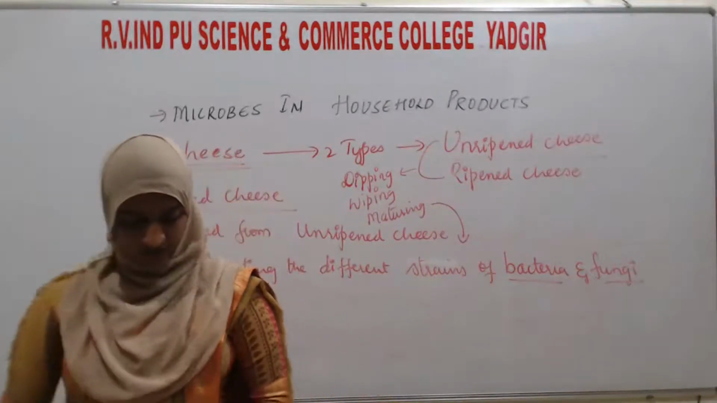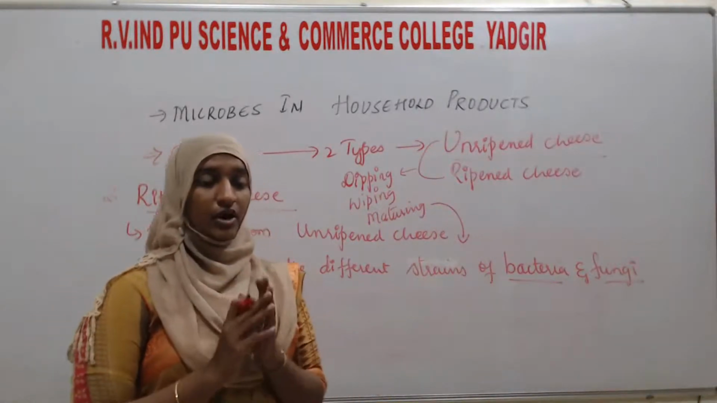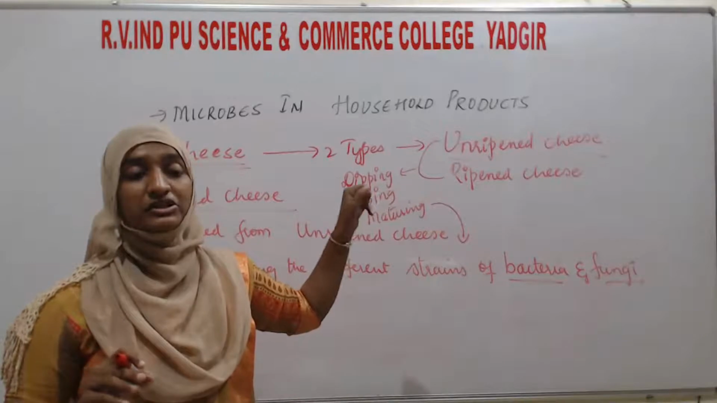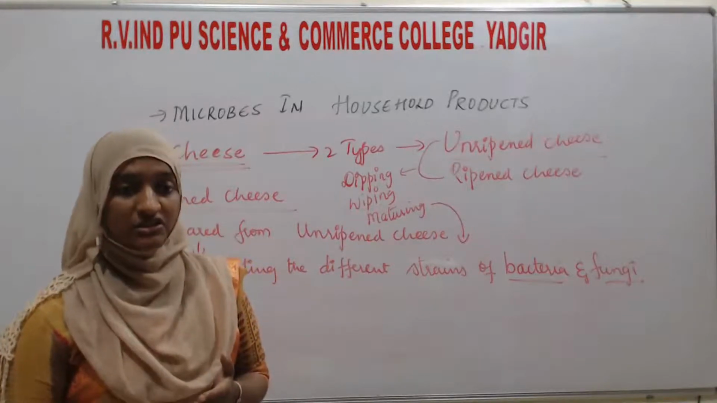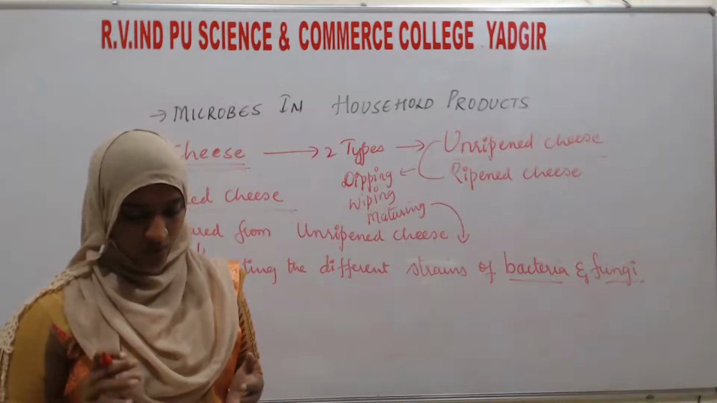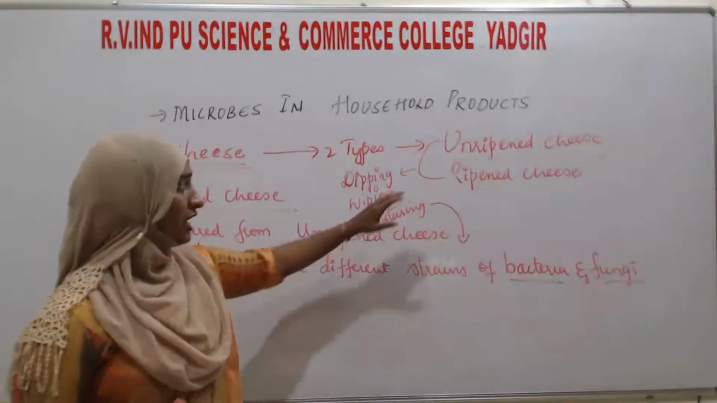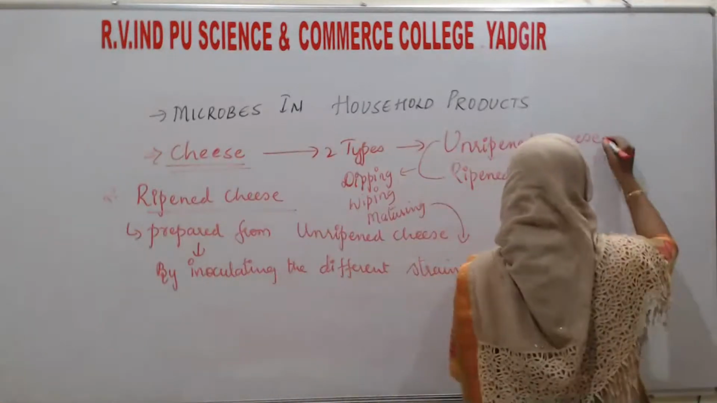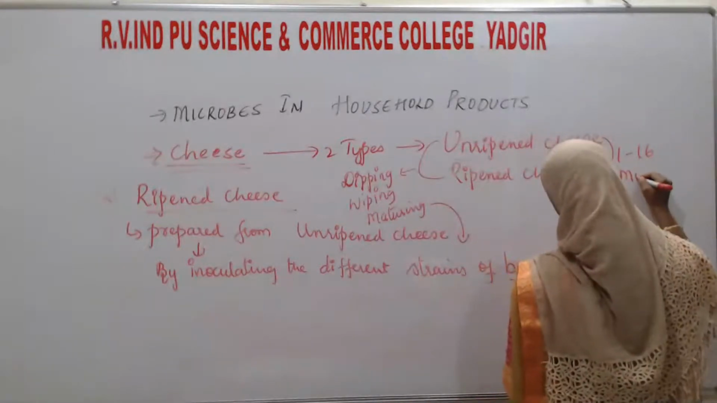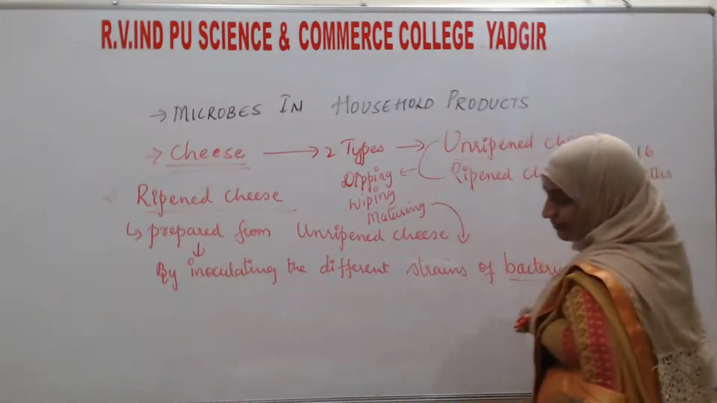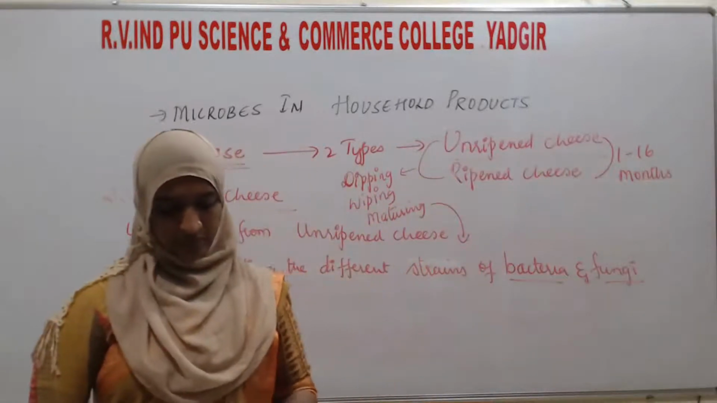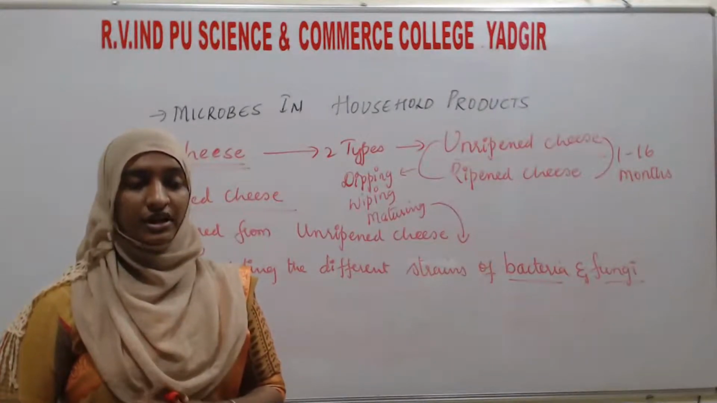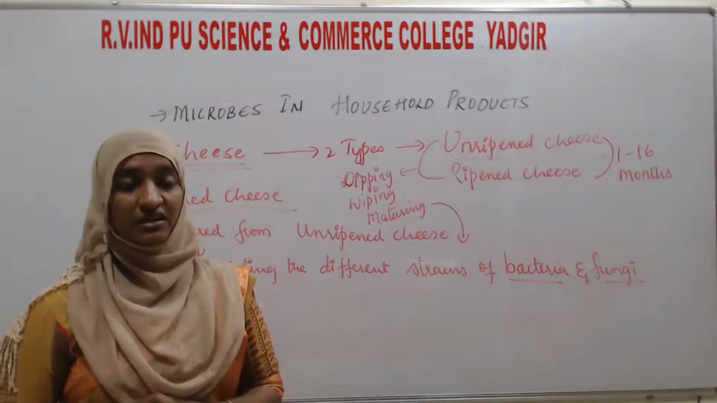Whatever unripened cheese is taken for the preparation of ripened cheese, it will take around 1 to 16 months. To convert it from unripened to ripened, how much time will it take? It will take 1 to 16 months. One example of ripened cheese is the Swiss cheese.